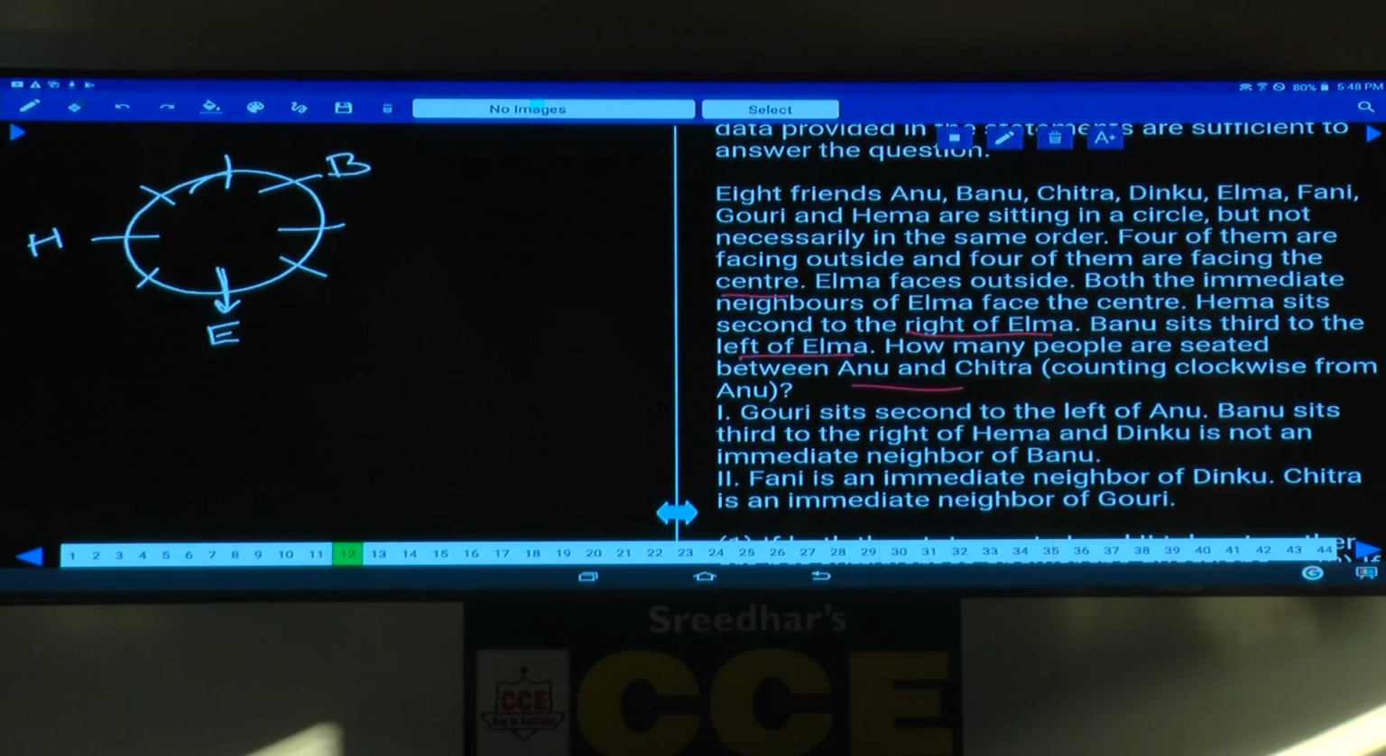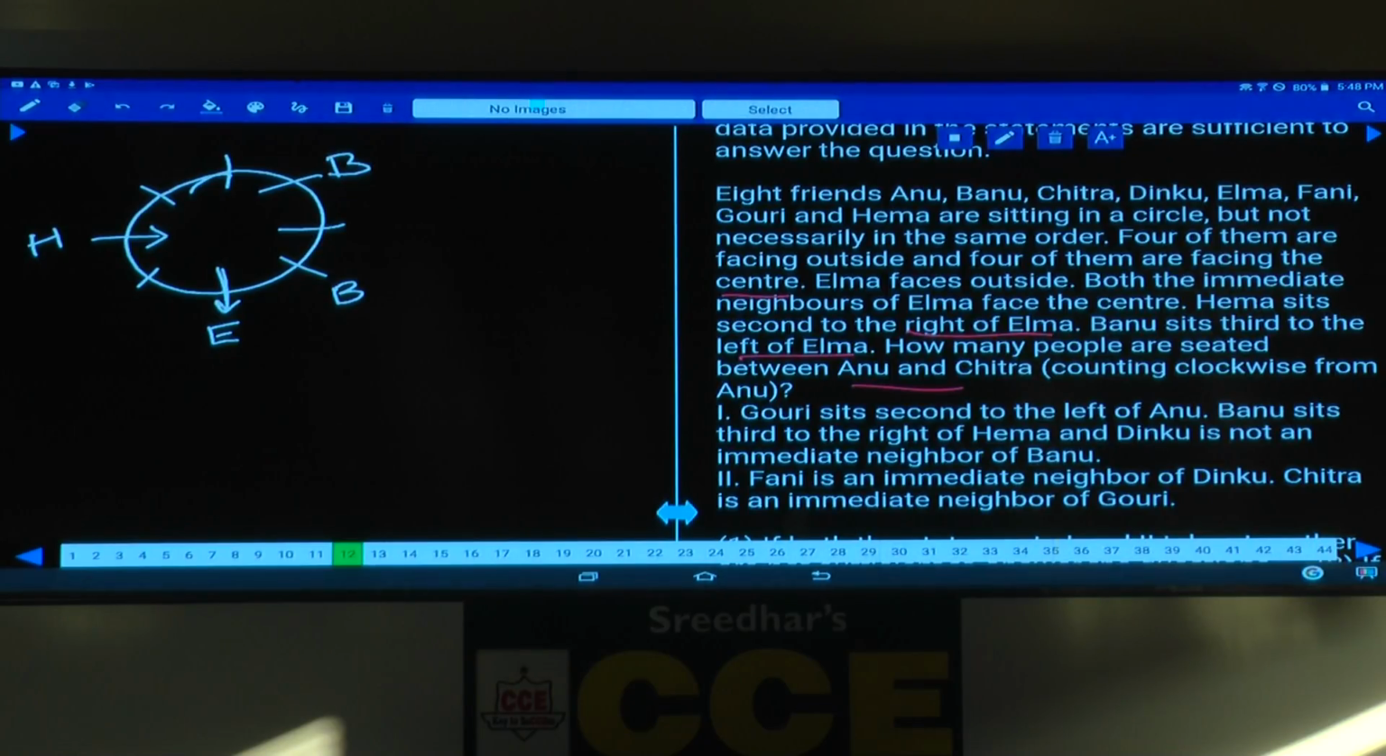Now in order to identify this, which statement is required? Statement 1: G sits second to the left of A. Statement 2: B sits third to the right of H. Third to the right of H means H must be facing the center. And B sits third to the right of H, B must be here. Isn't it?